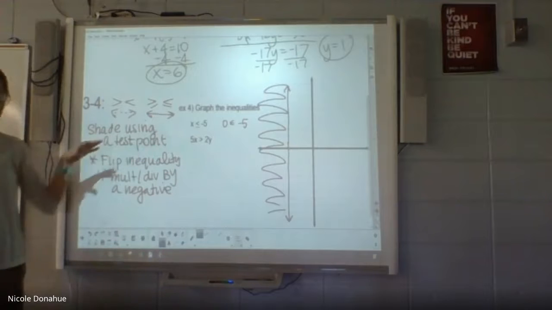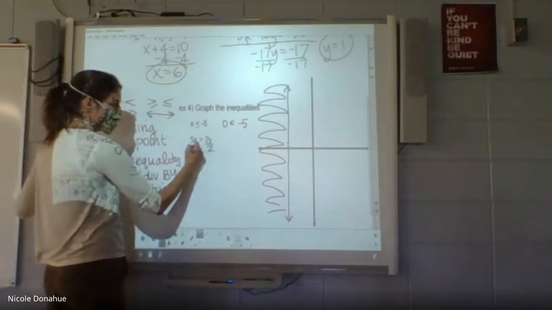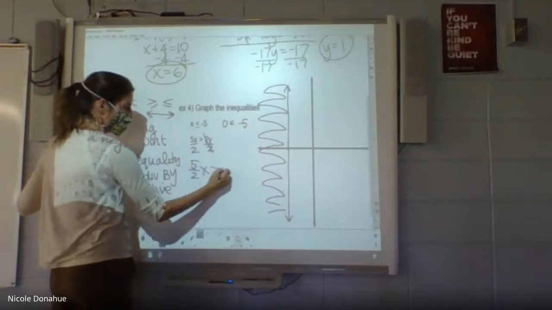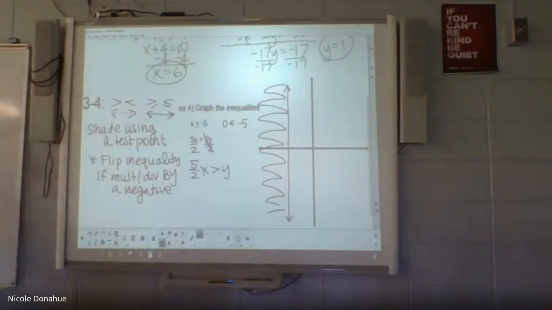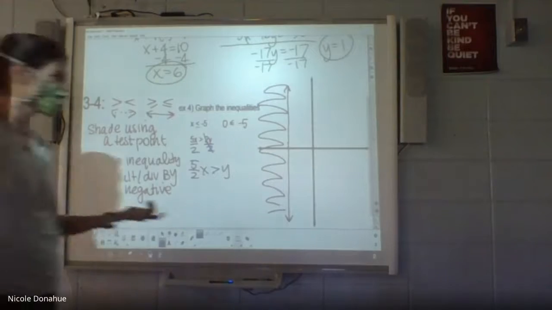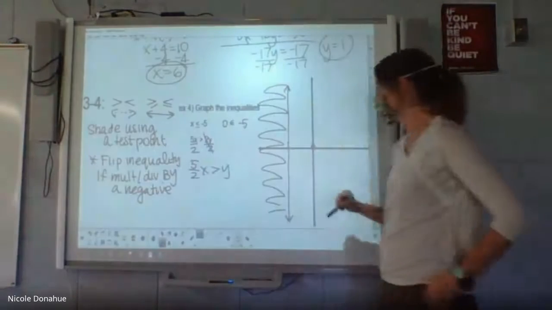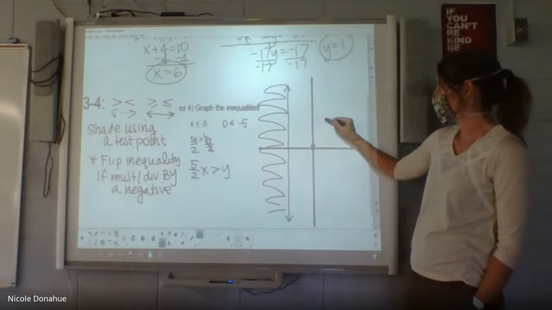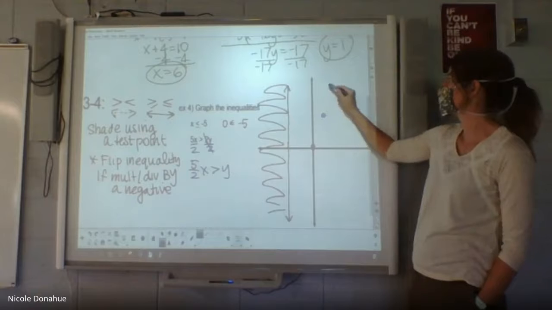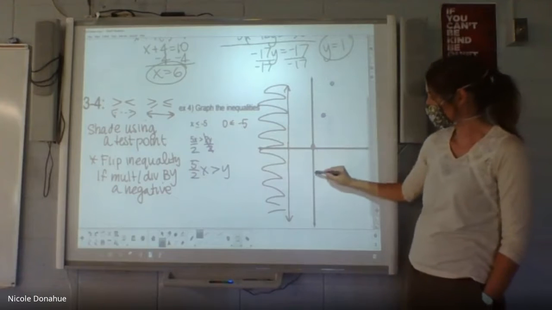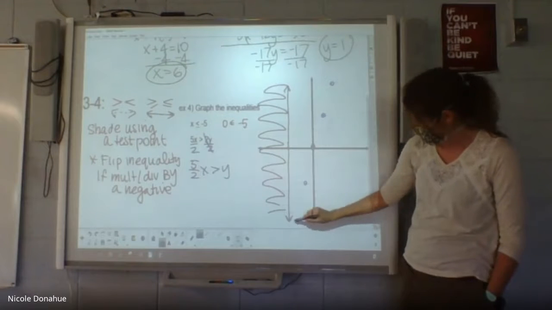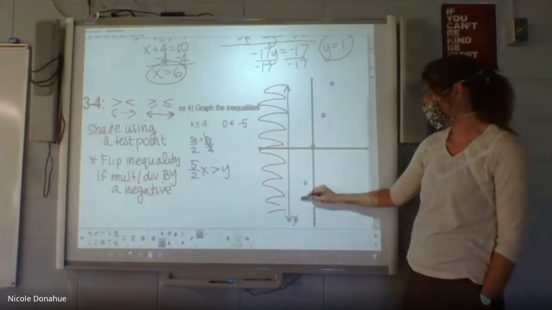Now this one I need to get my y alone, so I have to divide by 2. Now it might throw you off a little bit because it's kind of flipped around. So where do I begin that graph? At 0, 0, there's no b. So I'm going to begin at 0, 0. I'm going to do my slope of up 5 and over 2. I can reverse that. And this one's going to be a dotted line.